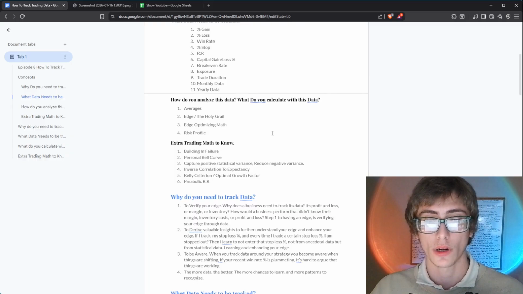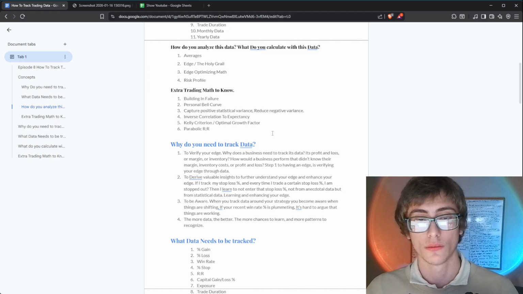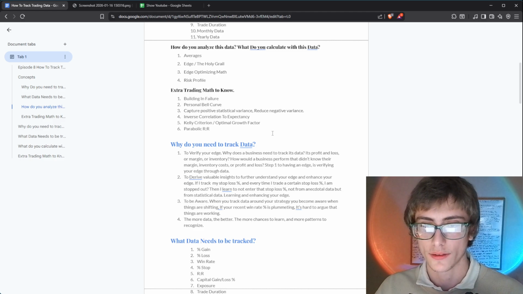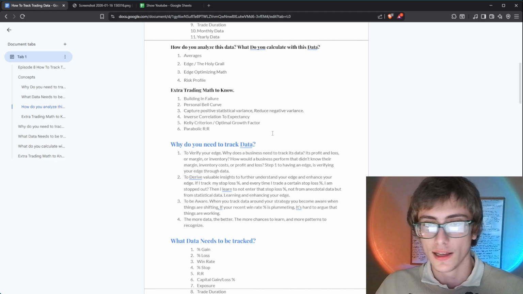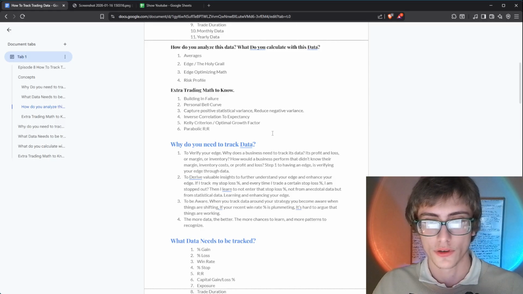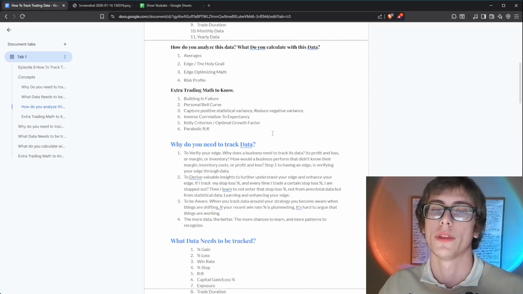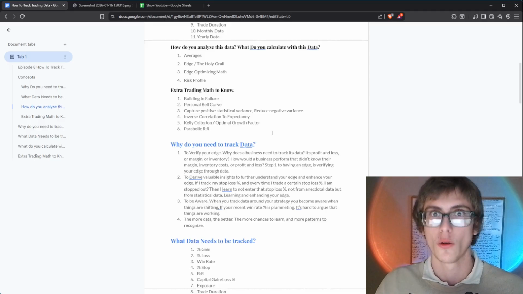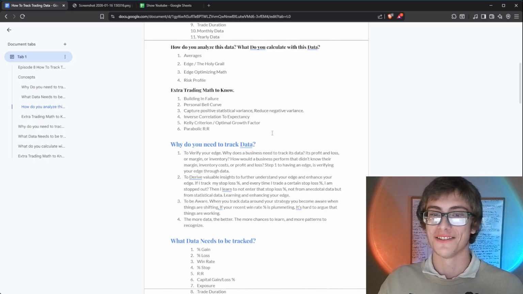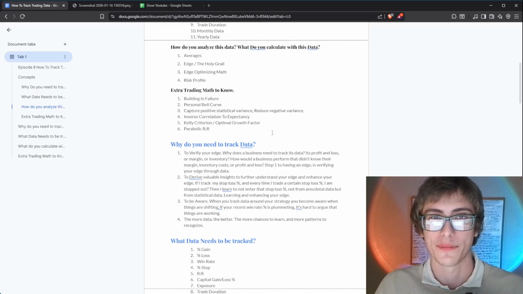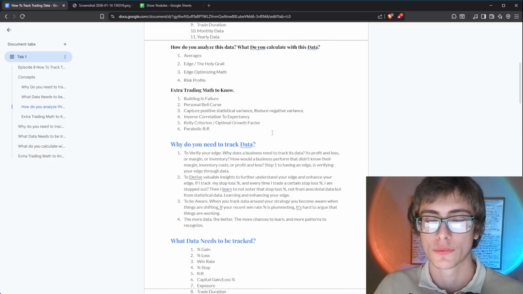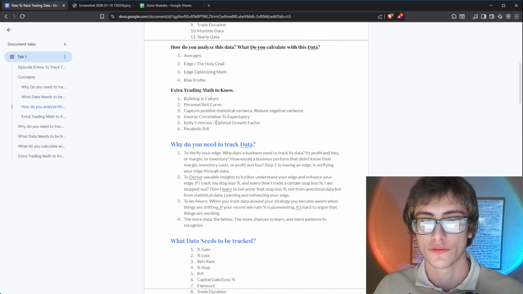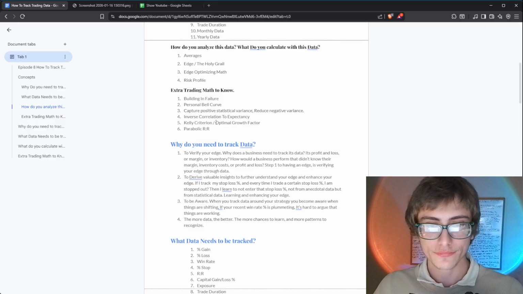So point number 1, why do you need to track data? Well, 1, to verify your edge. Why does a business need to track its data, its profit and loss or margin or inventory? How would a business perform that didn't know their margin, inventory costs, or profit and loss? Horribly. A kid with a lemonade stand would perform better, right? So step 1 to having an edge is verifying your edge through data.